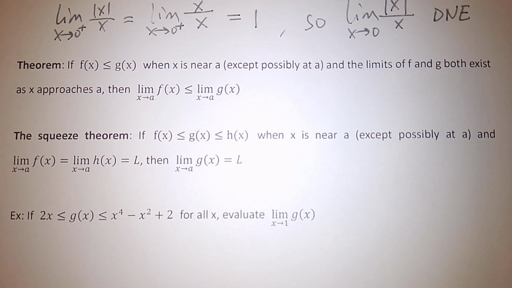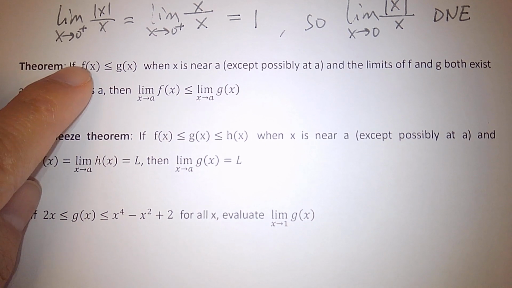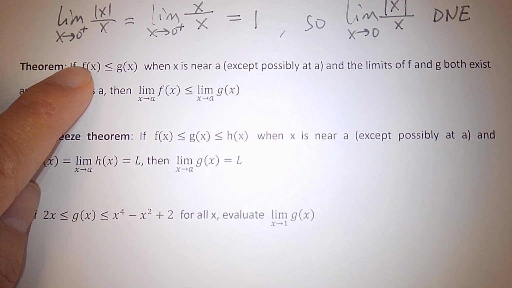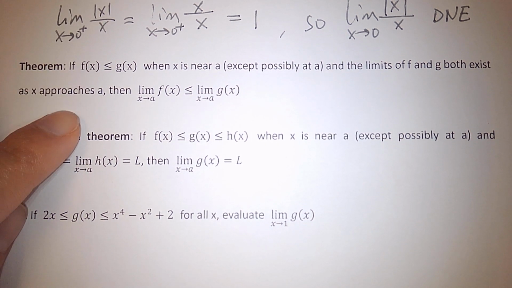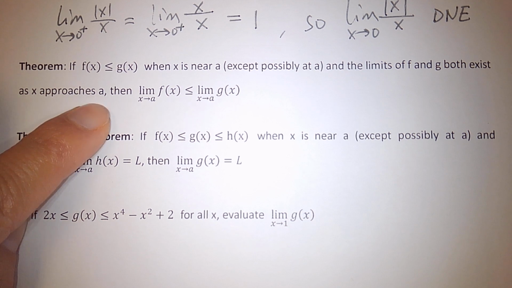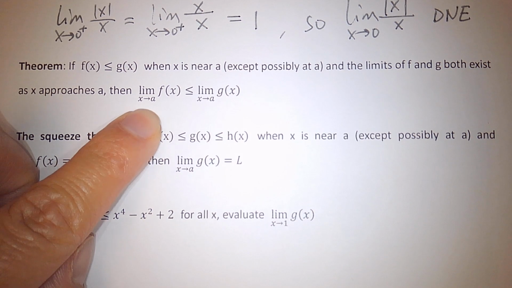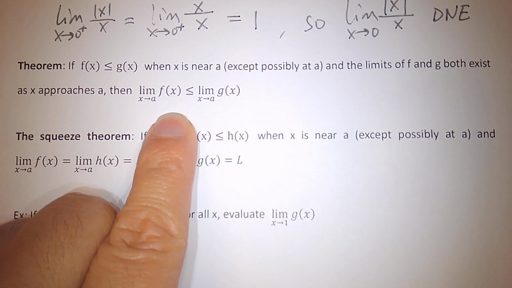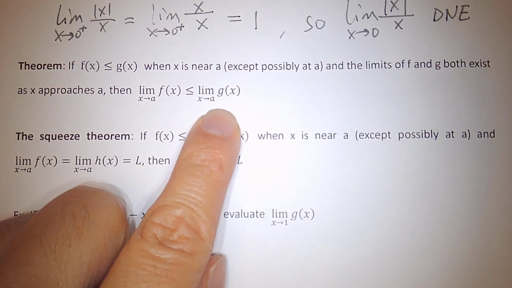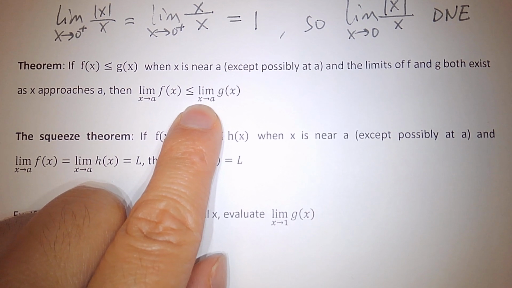Okay, Simon. It says, if f of x is less than or equal to g of x when x is near a, except possibly at a, and the limits of f and g both exist as x approaches a, then the limit as x goes to a of f of x is less than or equal to the limit as x goes to a of g of x.